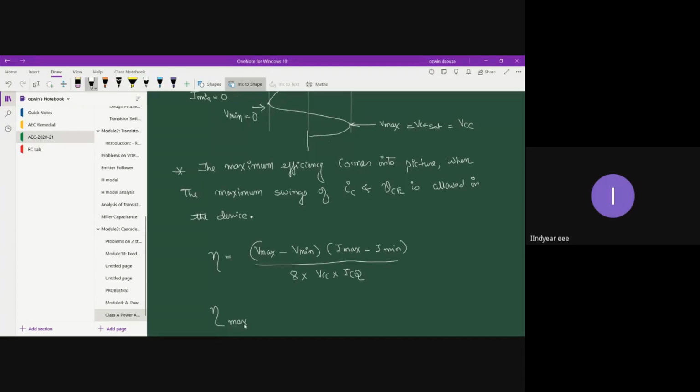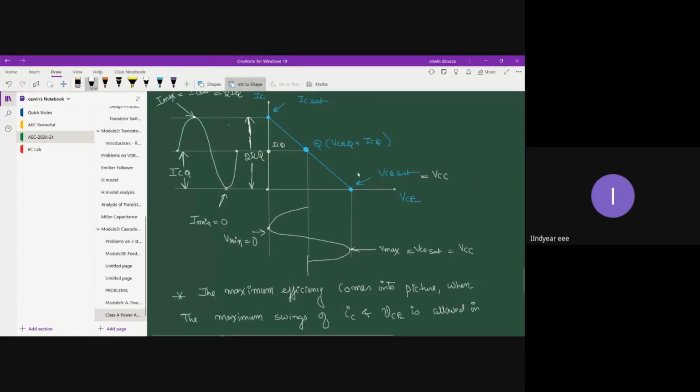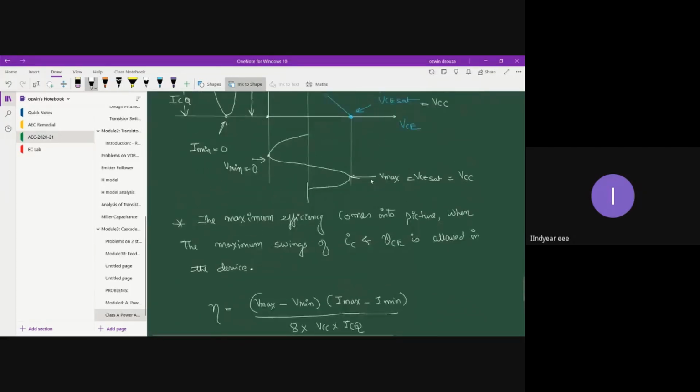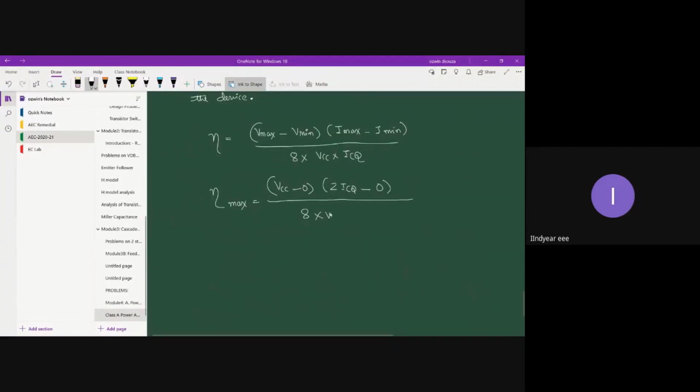So eta max is equal to, you need to substitute the corresponding values. For eta max, what is the maximum value of V max? V max is VCC minus VCE minimum, which is 0, into I max. I max we have already seen, it is at 2 ICQ level, minus I minimum. I minimum is 0 because the lower point coincides with the origin, into VCC into ICQ.